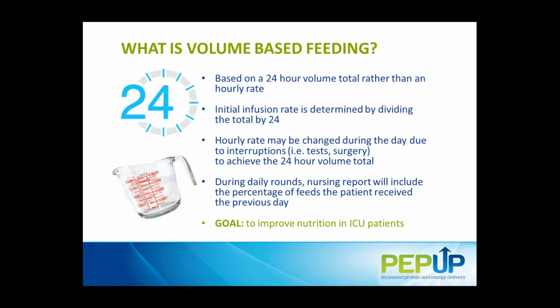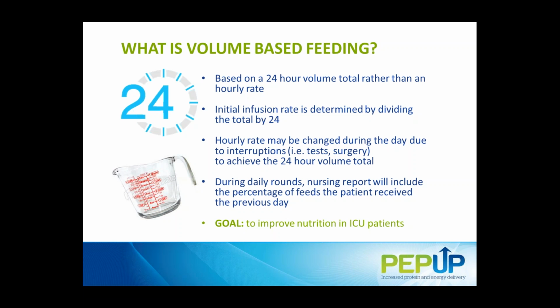So I think everyone here is probably familiar with the old school rate-based feeding protocols where you pick a formula, you initiate it at maybe 10, 15 mils an hour, and then you advance it by 10 mils an hour, I don't know, 24 hours until 2 weeks later you finally get to your goal rate.